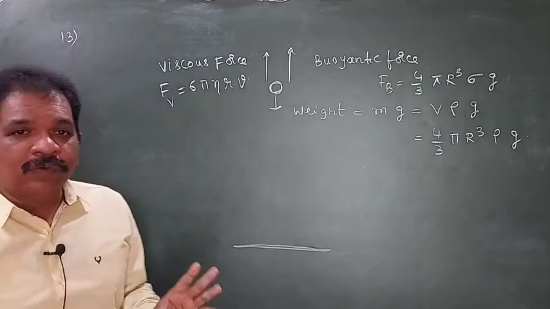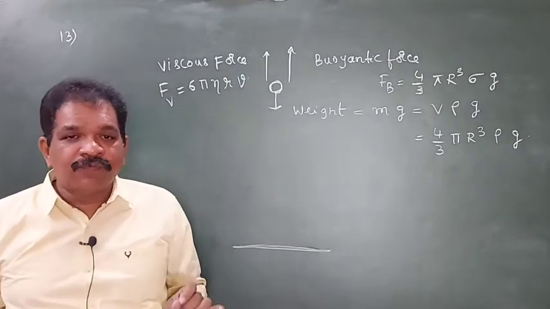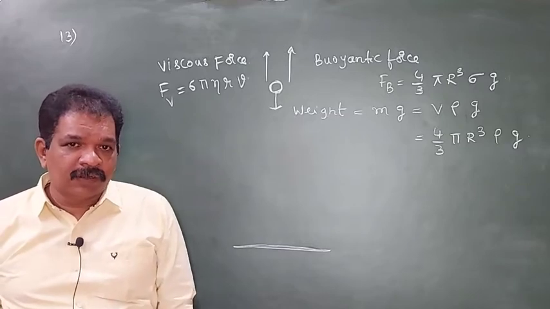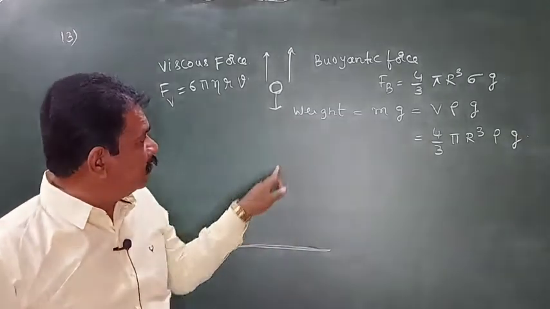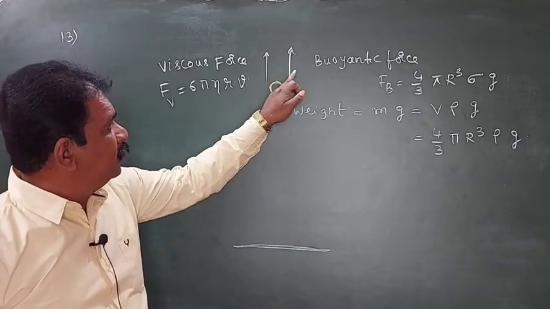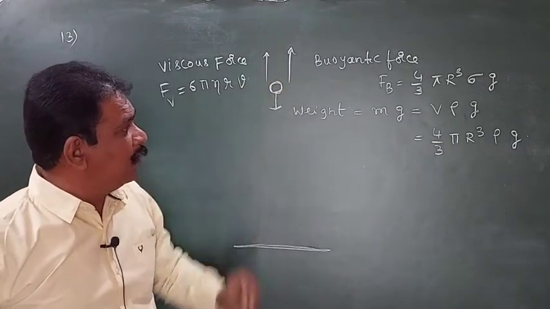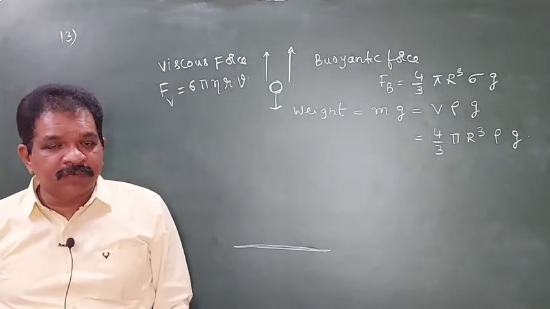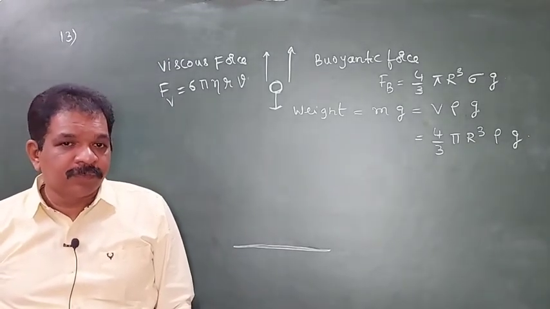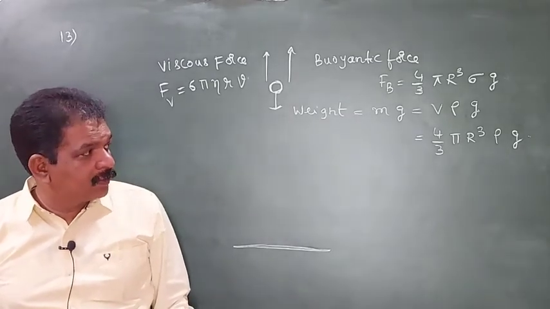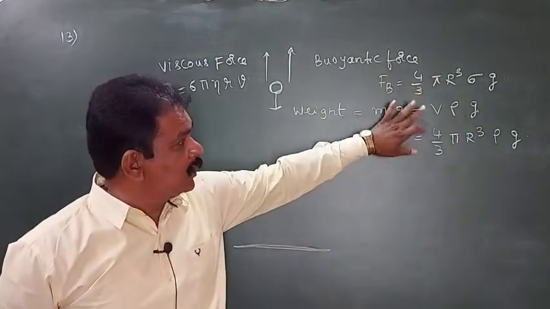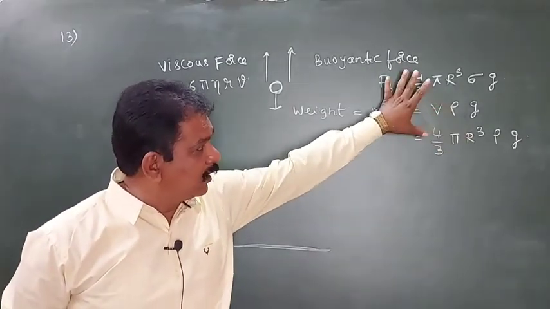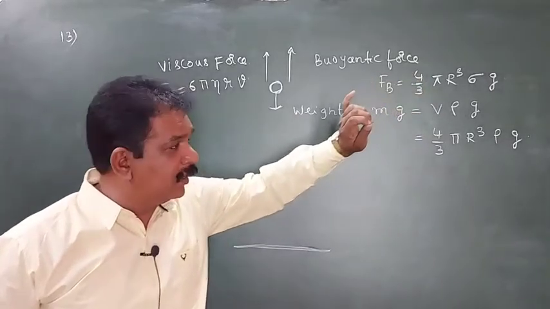Understanding? So when a raindrop is falling in the air, three forces will act on the drop. Weight will act in the downward direction. These two forces will try to oppose the motion. First one will be buoyant force, next one will be viscous force. These two magnitudes are the same only. 4 by 3 pi r cube, rho, g are all constants. This value is also constant.